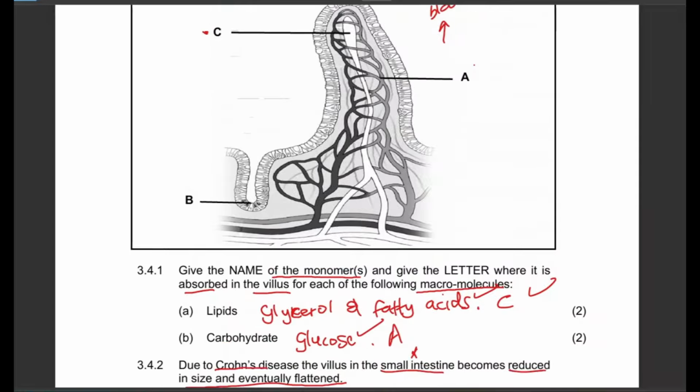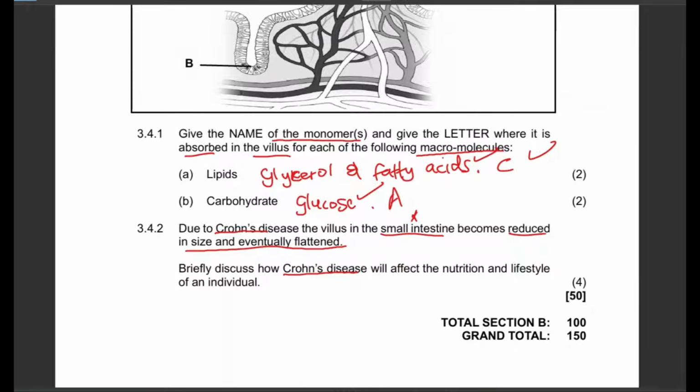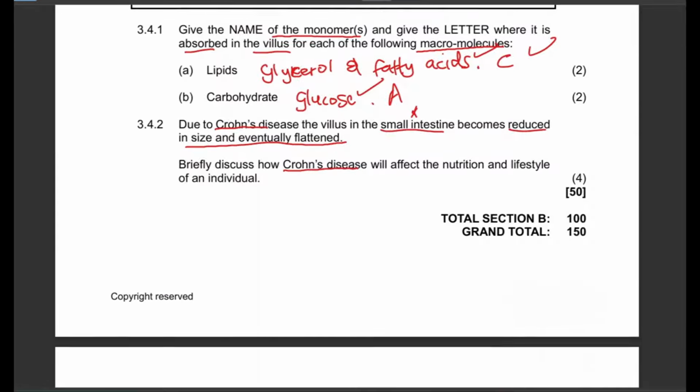Now, what we're basically seeing here is if a person has this disease, because the size of the small intestine is reduced and it is flat, that will reduce the surface area, guys. And if the surface area is reduced, that means there will be less nutrients absorbed. That means there will be less nutrients received by the cells. That means the cells will not be able to function accordingly or effectively. So that is basically what is happening for 4 marks.